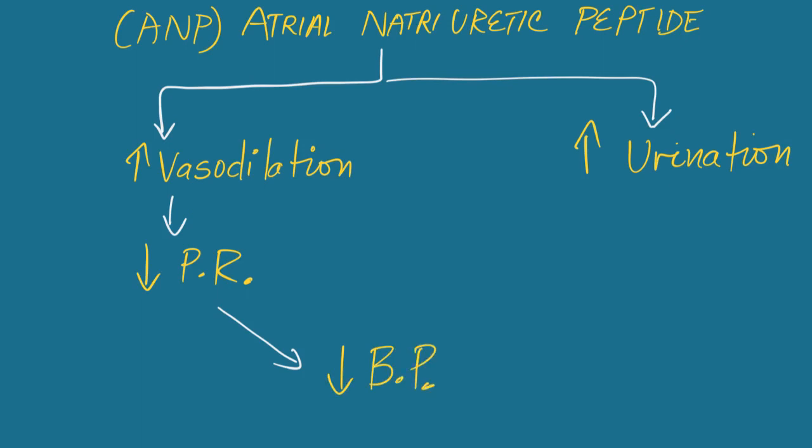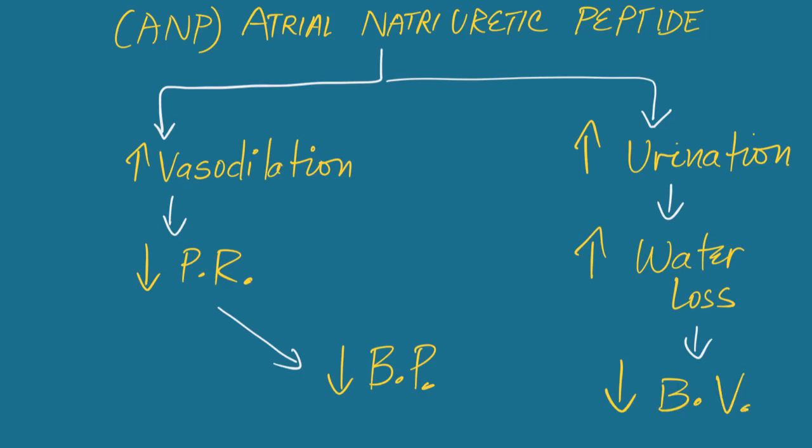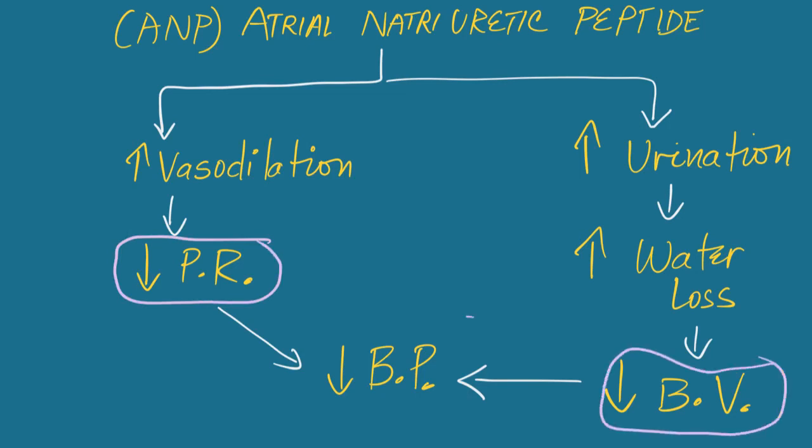When you pee more, there is water loss. So water loss increases. When there is water loss, the blood volume goes down. When blood volume goes down, blood pressure goes down as well. So here we have two down arrows. Peripheral resistance decreases, blood volume decreases, blood pressure decreases as well.